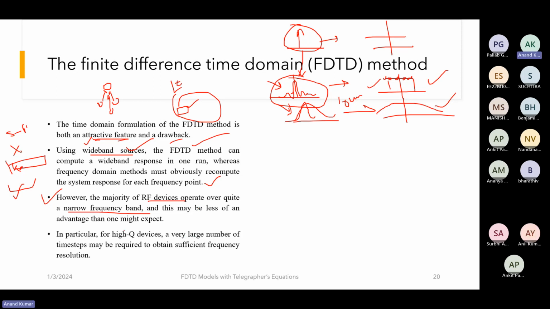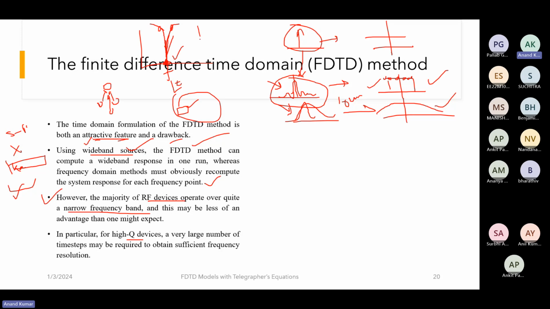For example, if your device is a high Q device, say you have a resonator with a high Q, then the resonance at a particular frequency will be very sharp. For frequency domain methods, you just solve at this frequency and this frequency and this frequency, and you know that your resonance is at this frequency and this is your S parameter and so on.